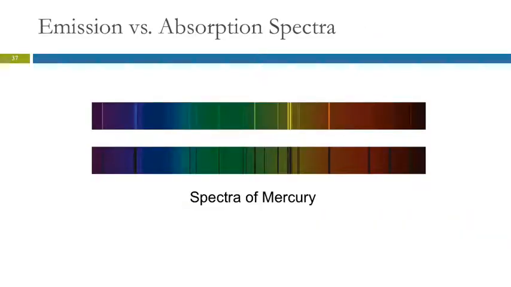You can also do sort of the reverse, and instead of looking at the light that is emitted, you can look at the light that is absorbed by a substance. And so here's the emission spectrum for mercury, and here's the absorption spectrum. So here, the mercury is absorbing these colors as light shines on it. And there are different types of instruments that can be used to do that.